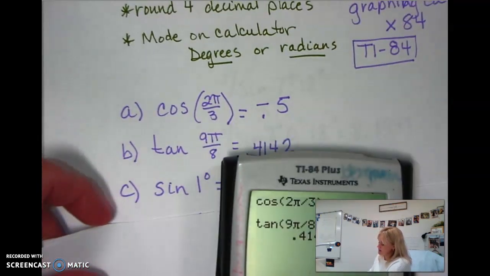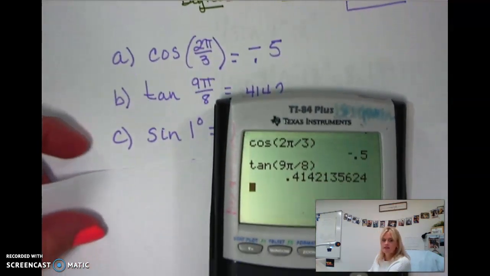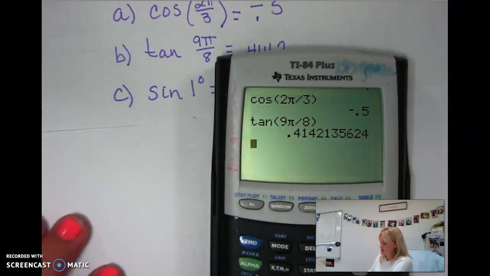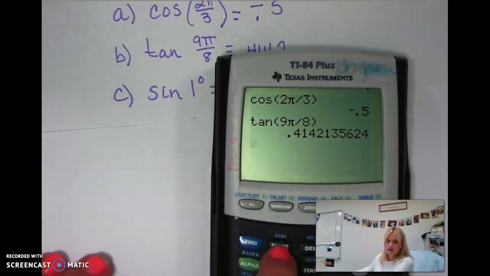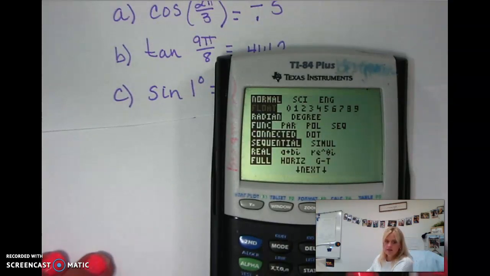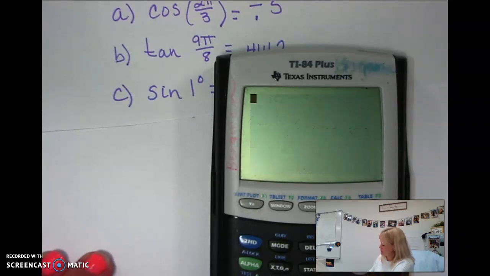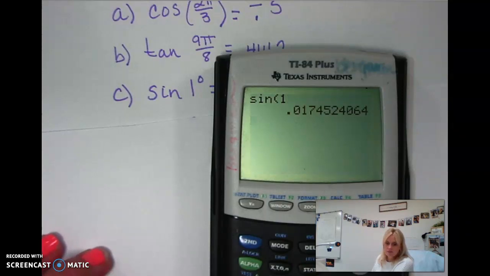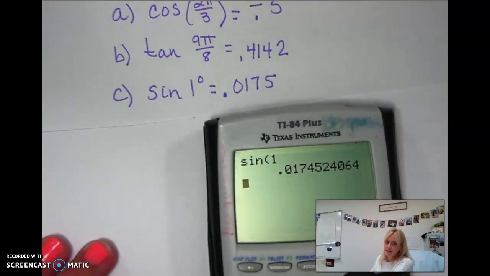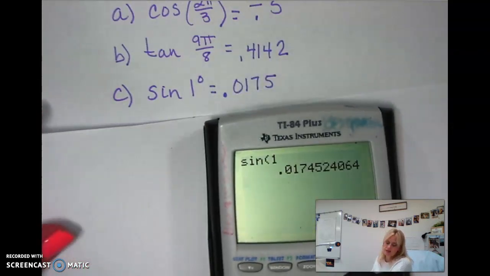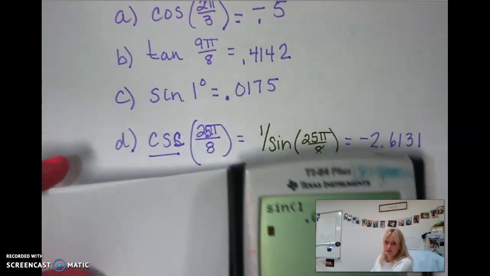Alright, on my next problem, you can see that we have the sine of 1 degree. So I need to go to my mode. This time I need to highlight degrees, so I hit enter, so degree is highlighted. And now I'm going to find the sine of 1 degree. Once I'm in degree mode, I do not need to use the degree symbol. And we have 0.0175 if we are rounding to the nearest 4th decimal place.